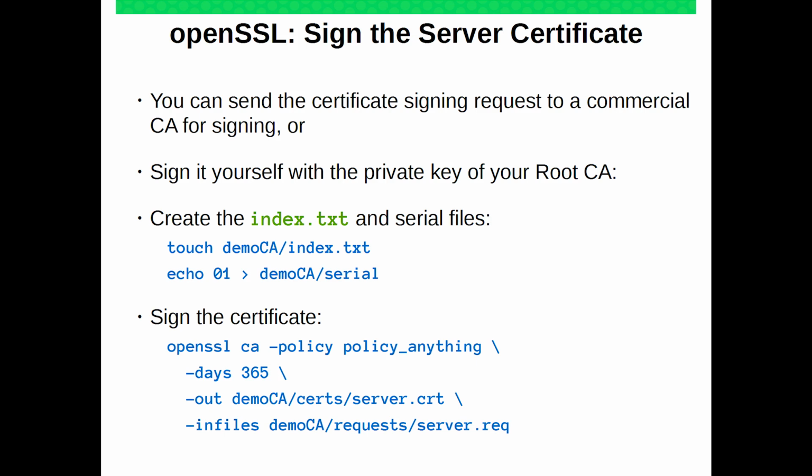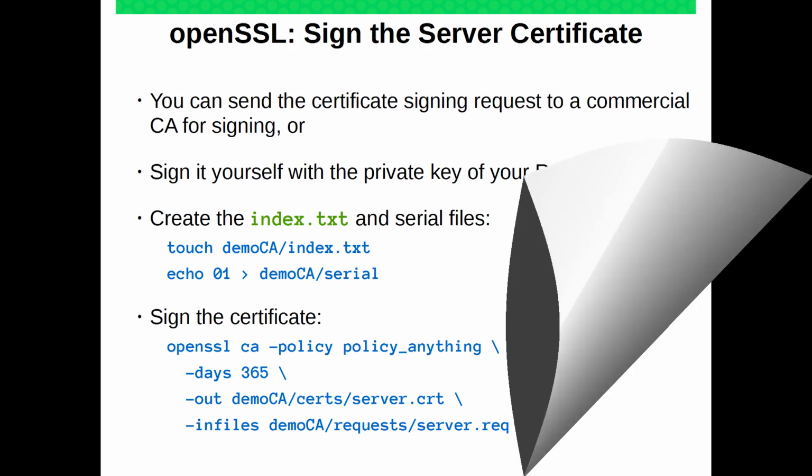Now, how do we do that? Well, we create what's called an index.txt file and a serial file. These are tools that are used during the creation or signing of certificates to make sure that we are keeping track and auditing what's going on within our certificate authority. Then we sign the certificate itself by pointing at the request file that was generated here. So if you look at the bottom where it says sign the certificate, you'll notice that it says, and where's the request, that bottom line? It's saying use that request. That's the one that we want to validate.